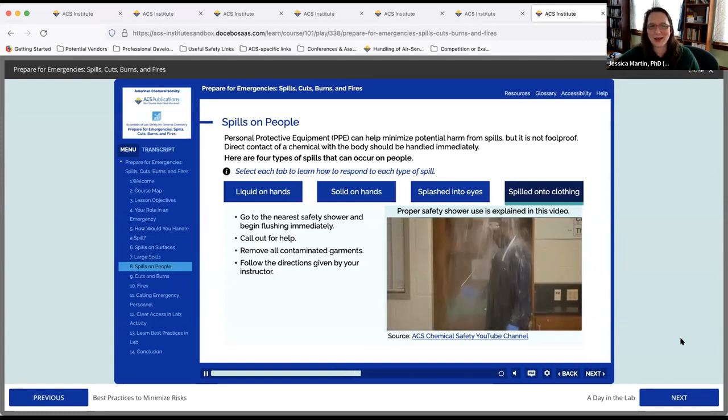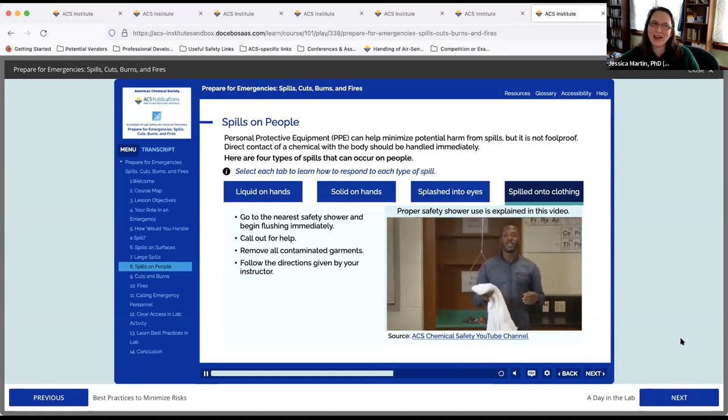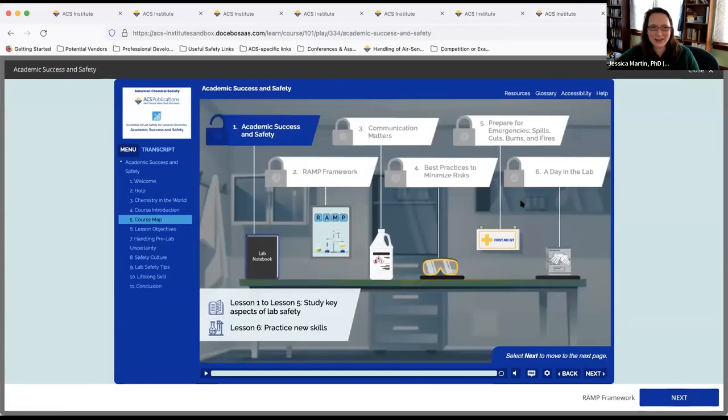Now, as you can see from all these examples I just showed you, the entire course is littered with different types of questions and interactivities that are designed to prompt inquiry and engagement. So the content is organized into 5 lessons that take the learner through the topics of academic success and safety, the RAMP framework, communication in the lab, best practices used to minimize risks, and the means of preparing for lab emergencies. The course concludes with a situation-based assessment called A Day in the Lab, in which the learner receives instant feedback after each question to reinforce the concepts covered in the course.